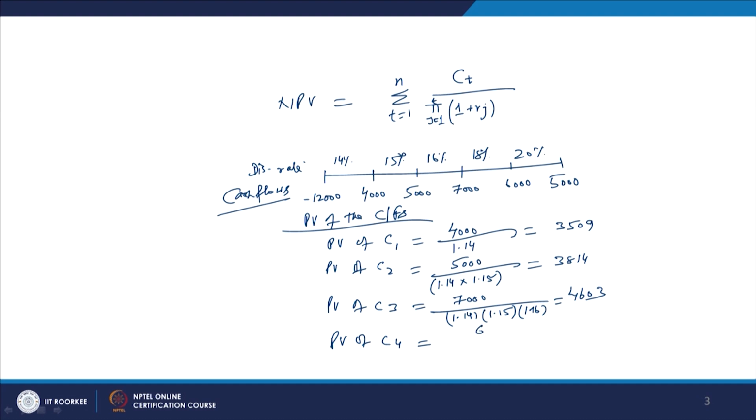Then the present value of C4. What is this C4? 6,000, right. So, you have to discount it, and for discounting again you have to take 1 into 1.14, then 1 into 1.15, and then into 1.16, and the last one is 1.18. These 4 you have to multiply, and for calculating these values you will find the present value. 3344 is going to be the value.